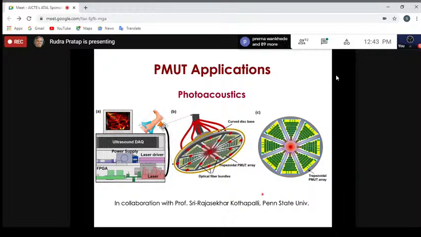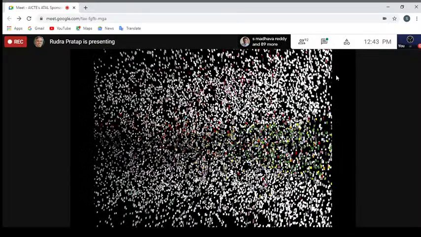So this is for vasculature. You can see you can get fairly detailed images by doing this. Okay.